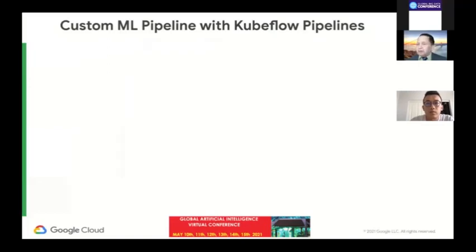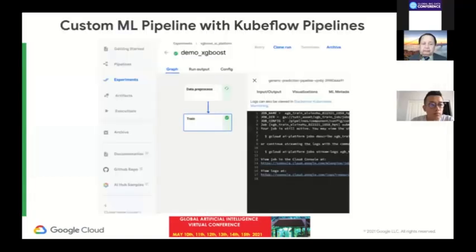So this is an example of the UI. We cannot see the UI, we only see the title here. Oh, you cannot see the slide? Demo XGBoost? Oh, okay, we can see it now.